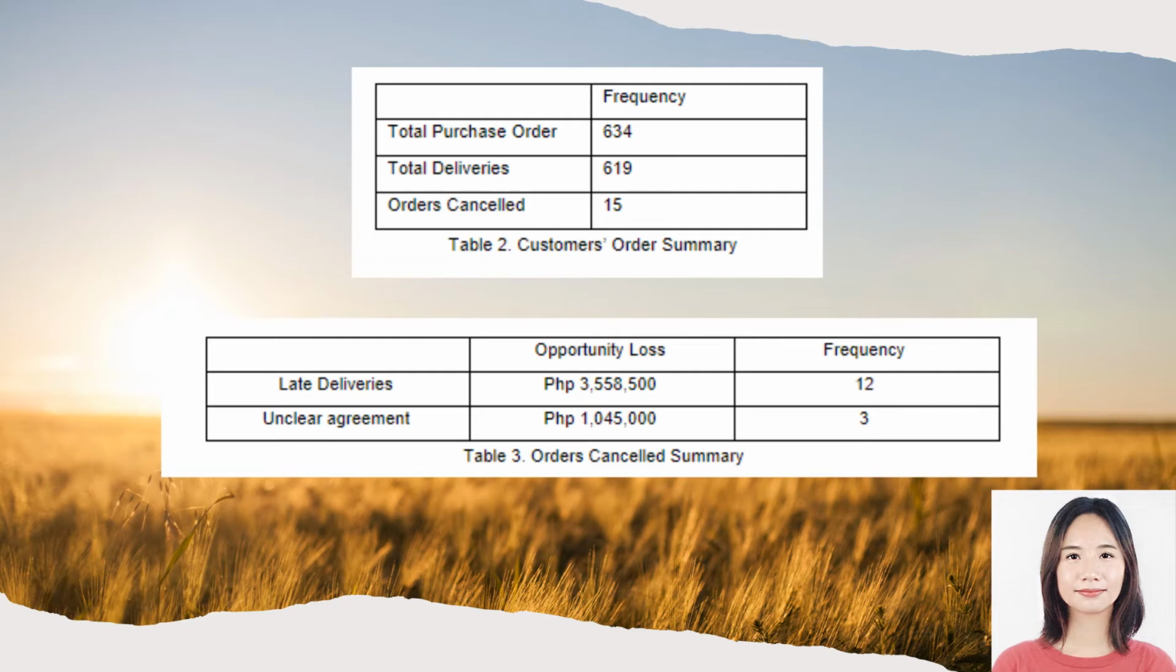Table 2 shows the summary of customers' orders. According to the data provided, the total purchase orders issued by the company is 634 orders. On the other hand, the total deliveries made by the company is equal to 619 orders because 15 orders were canceled. Data revealed that 12 out of those 15 canceled orders are due to late delivery, while 3 out of 15 canceled orders are due to unclear agreement. Table 3 shows the summary of the opportunity loss concerning these issues, wherein late deliveries incurred an opportunity loss of 3,558,500 pesos for the first quarter of 2016. Assuming the problem persists for the rest of the year, the opportunity loss could increase to 14,234,000 pesos.